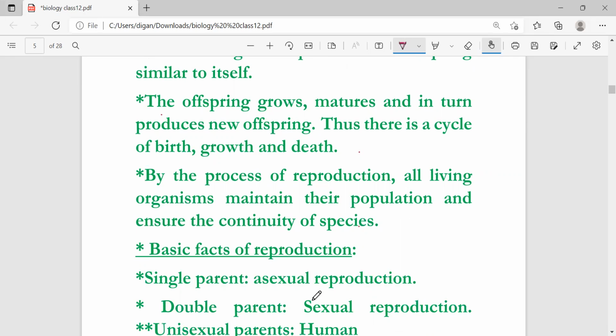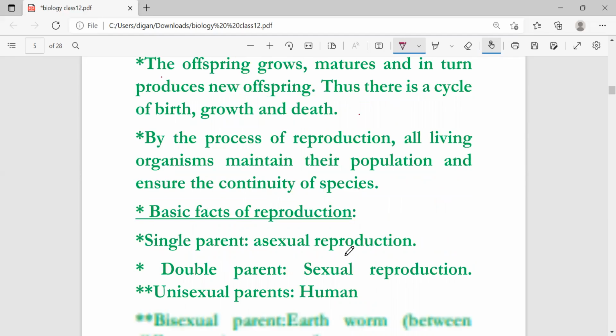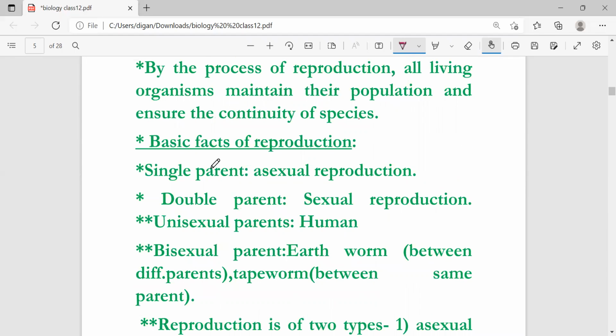Then the basic fact of reproduction. In the reproduction process, if a single parent is involved, that type of reproduction is called asexual reproduction. Whereas if two parents are involved, that type of reproduction is called sexual reproduction. So reproduction is of two types, asexual and sexual. When a single parent is involved, it is called asexual reproduction. When two parents are involved, it is called sexual reproduction.